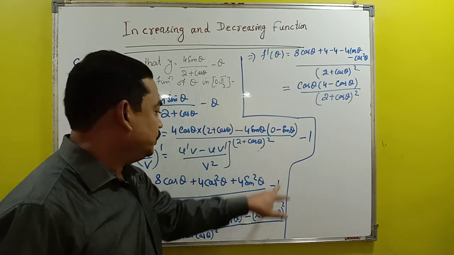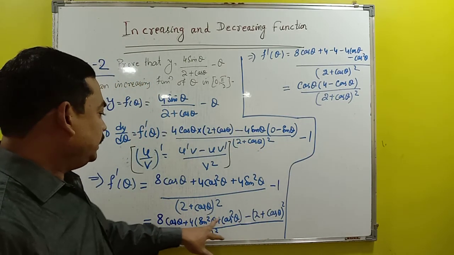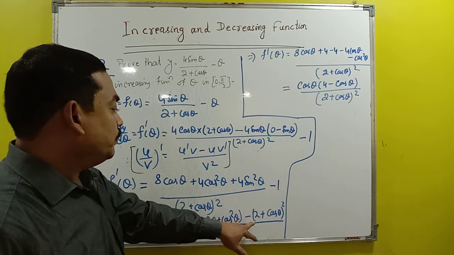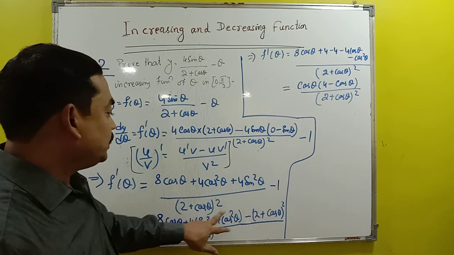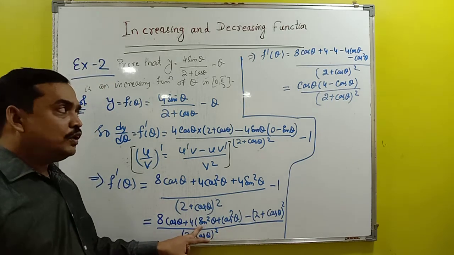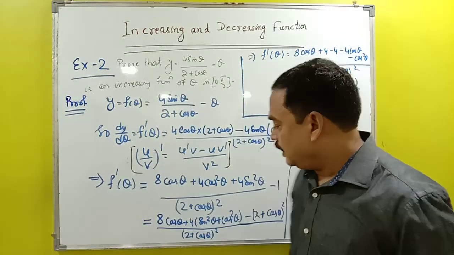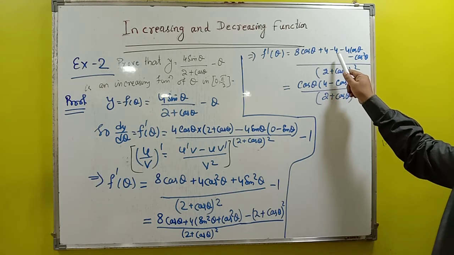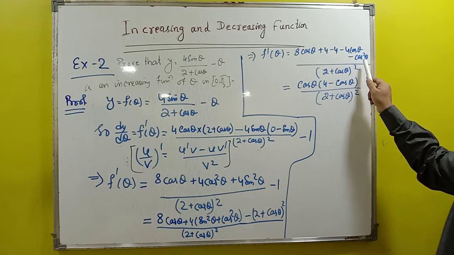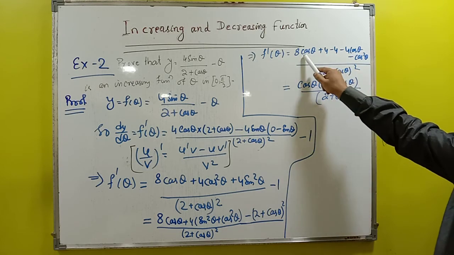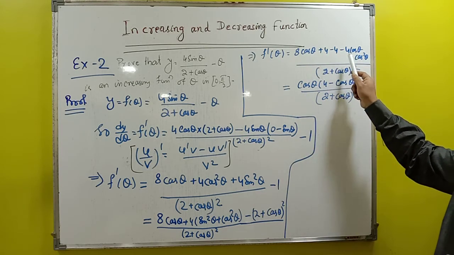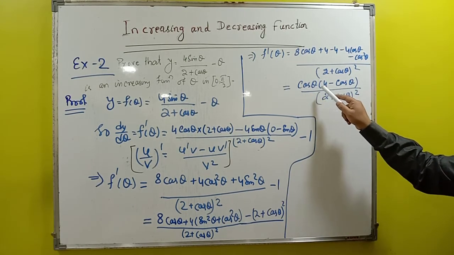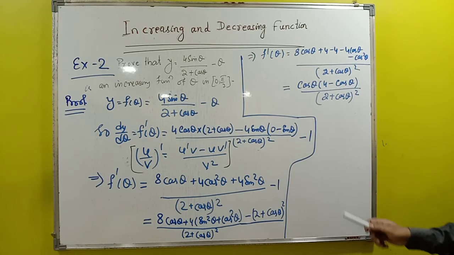Since theta derivative minus 1, taking LCM, you are getting this 8 cos theta, 4 taking common, sin square theta plus cos square theta, minus 2 plus cos theta whole square. This cos square theta plus sin square theta becomes 1. So this becomes 4. And opening this bracket, this is 2 plus cos theta whole square, opening the bracket, minus 4 cos theta minus cos square theta. Here plus 4 minus 4 cancel, 8 cos theta minus 4 cos theta is equal to 4 cos theta and minus cos square theta. Taking cos theta common, you are getting cos theta into 4 minus cos theta by 2 plus cos theta whole square.